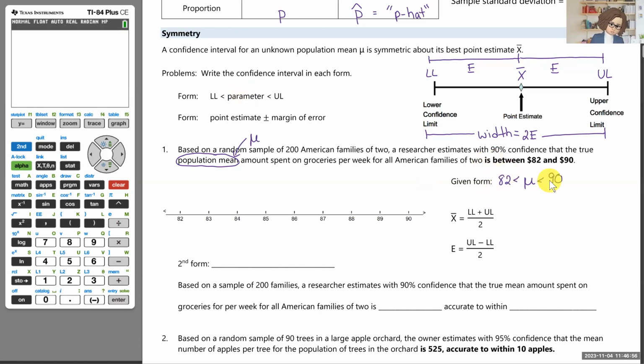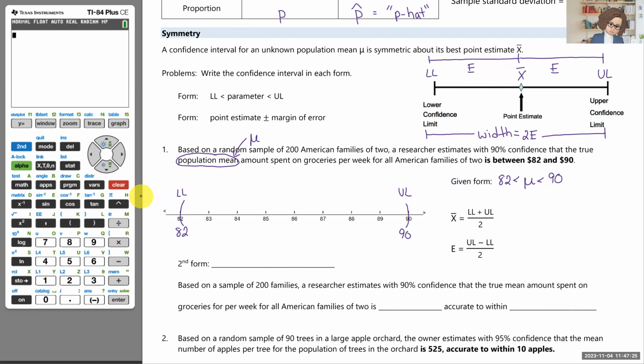Okay, and what we'll do is look at changing it to the other form. Because intervals to estimate means are symmetric, we can take a look at them in two different ways. So let me just graph this first. Lower limit here, 82, upper limit 90. So we think the mean is somewhere between those values.